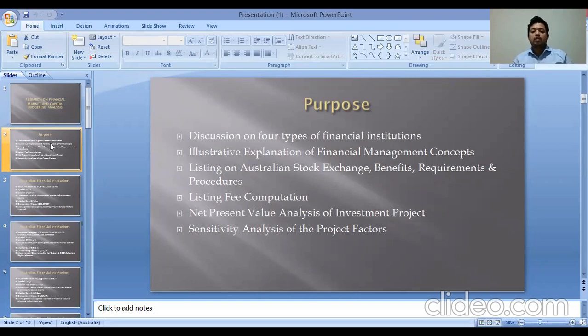We will also talk about the listing on the Australian Stock Exchange, its benefits, its requirements, and its procedures. Then after, we'll talk about the listing fee computation, and our final motive of the presentation will be discussion on net present value analysis of any investment project, in which we decide whether to accept a project or reject a project. And finally, we'll talk about the sensitivity analysis of the project factors.